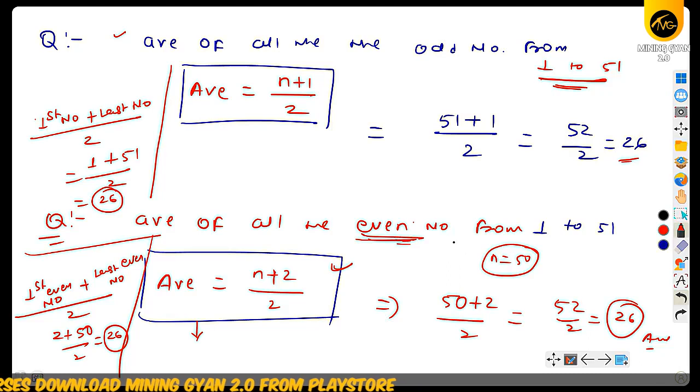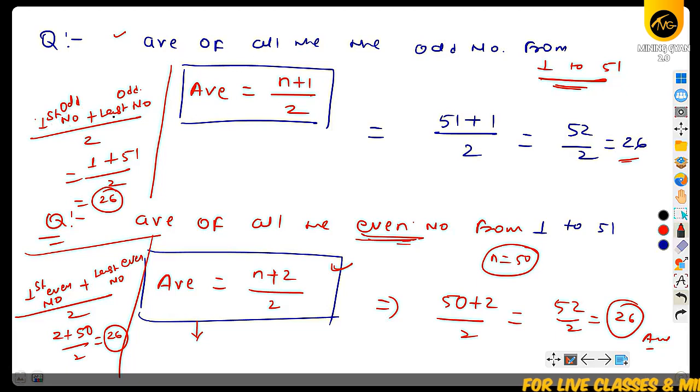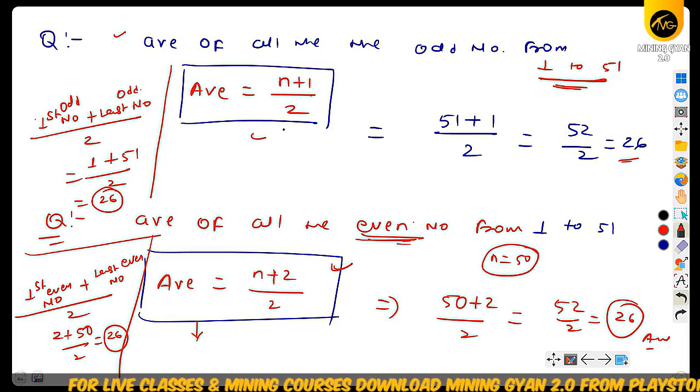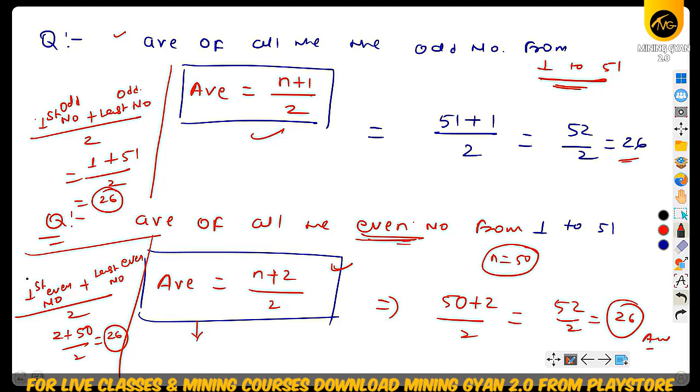Even number है तो first even number, और odd number है तो first odd number and last odd number. So basically ये आपको easy होगा because यहाँ पे clearly mention है formula में first odd number plus last odd number divided by 2, first even number plus last even number divided by 2. The answer will be the same. You will get the same answer. You can use this formula or you can use the second formula.